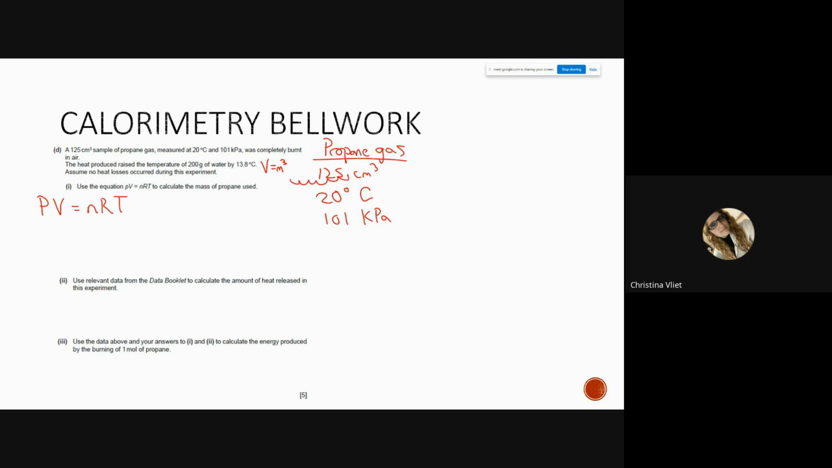So 3 zeros. Unit change. All right, next thing, temperature. What is the unit of temperature? Kelvin. What do you have to add? 273. So this is stuff you may need to add into your notes.